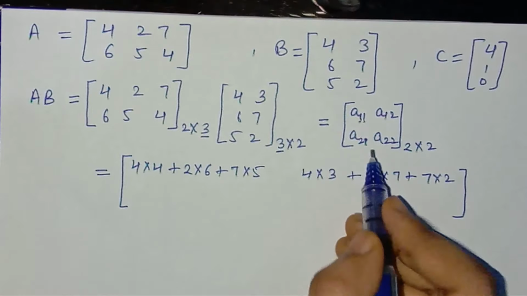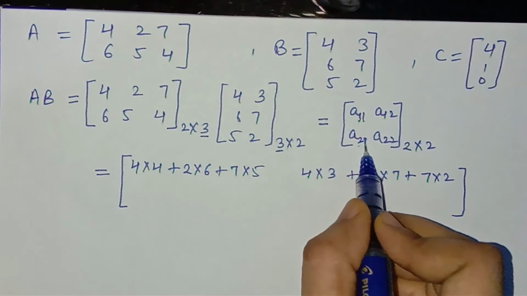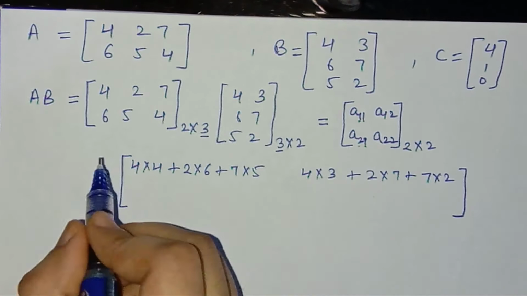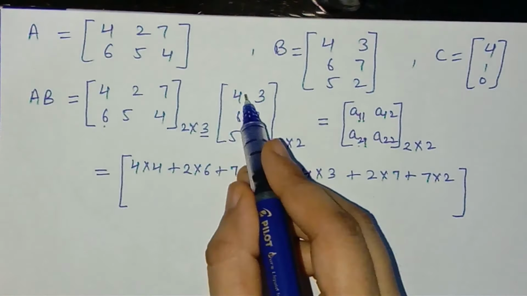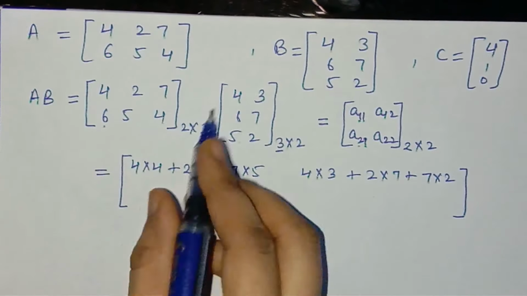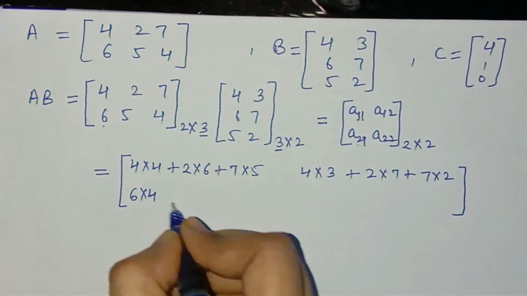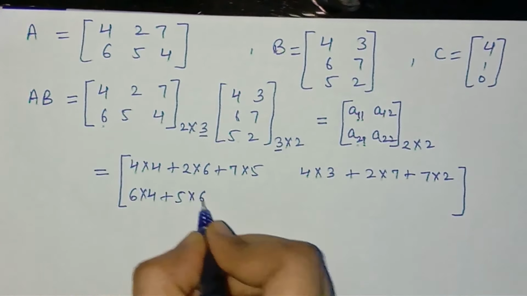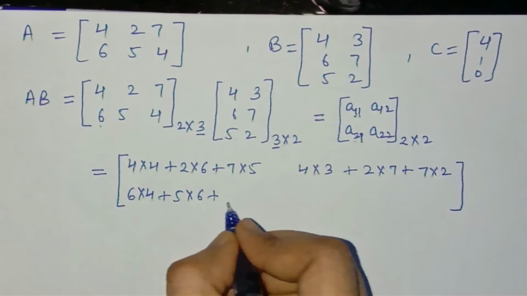The next element is A21. A21 is the second row and the first column: the second row of the first matrix and the first column of the second matrix. Multiply the corresponding elements: 6 into 4 plus 5 into 6 plus 4 into 5.